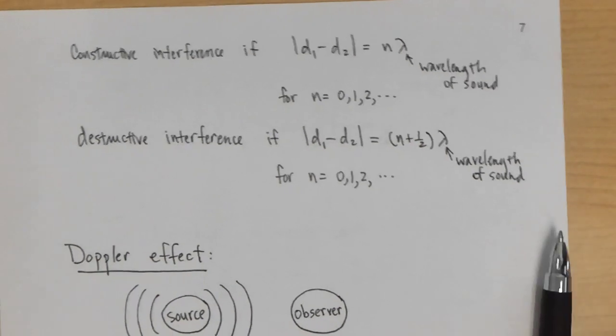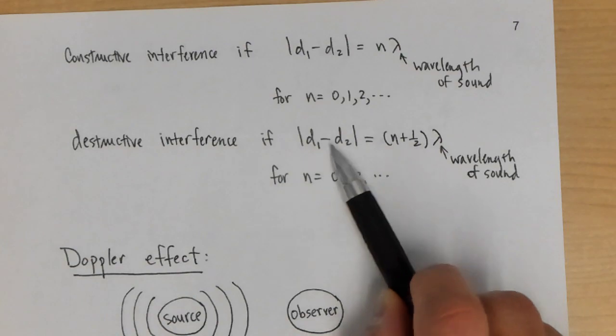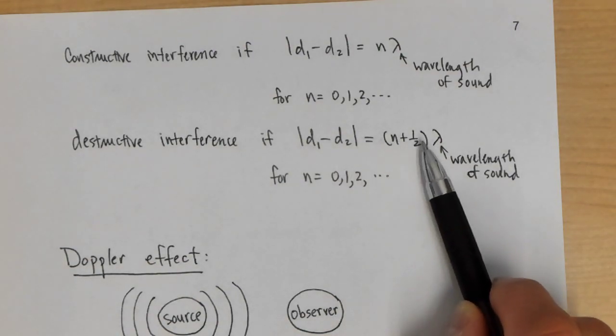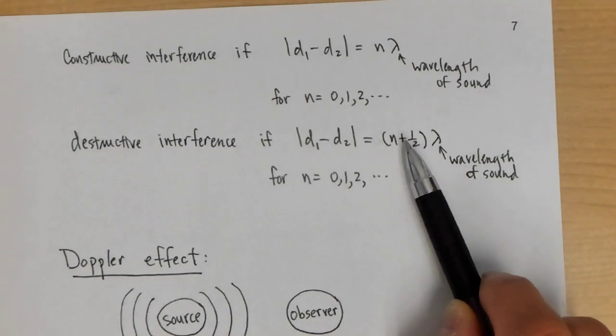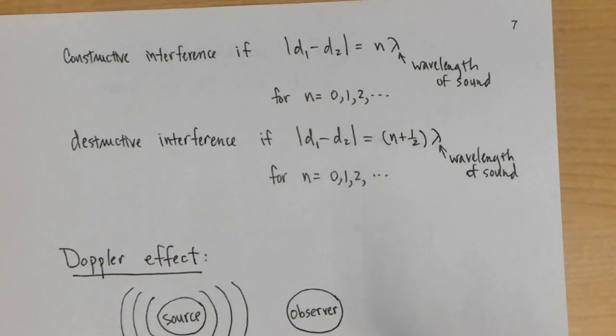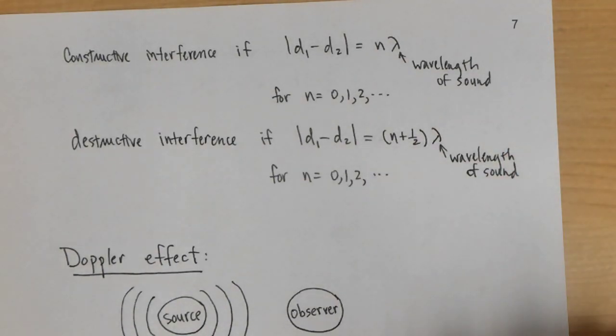Now, we have destructive interference if the difference in the distances d1 minus d2 is in between the integers. In other words, half integers, n plus 1/2 lambda, where n equals 0, 1, 2, and so on. And that's when they cancel out.